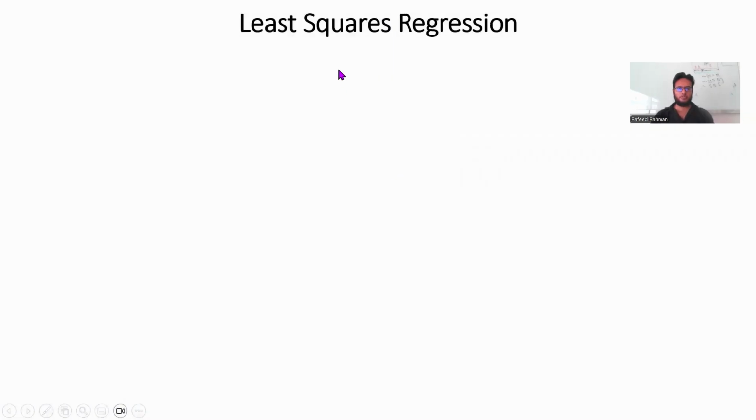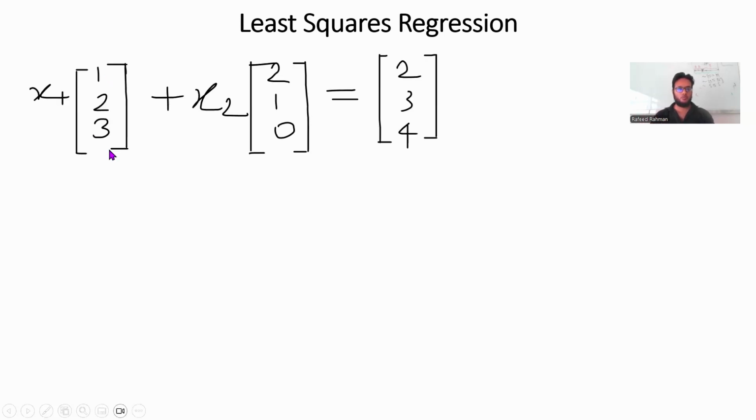First, let's see least squares regression that doesn't have any constraint, I mean, any non-negative constraint, basically. You can see that we have two vectors right here. This is the first component, and this is the second component, and there are some coefficients x1 and x2. We have to add these two things up to make this third vector, right? Now, we don't know the values of x1 and x2, and that's what we have to find out.